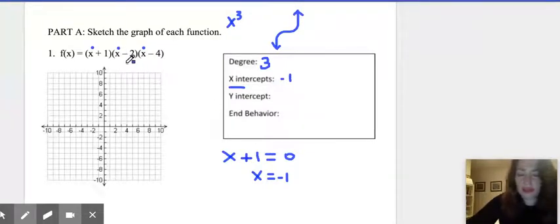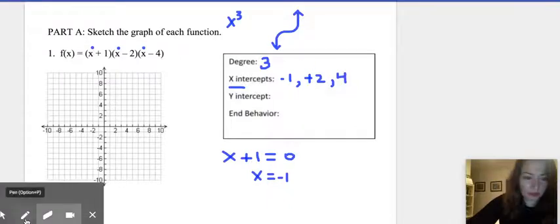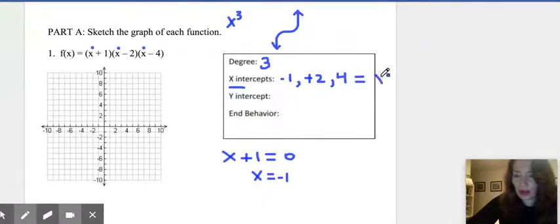And then if we do the same thing for x minus 2, we have an intercept at +2. And then we also have an intercept at +4. So we have that our intercepts are x equals 4, 2, and -1. We can already place those points on the graph. So I'm going to go ahead and place -1 on the graph, +2 on the graph, and +4 on the graph.